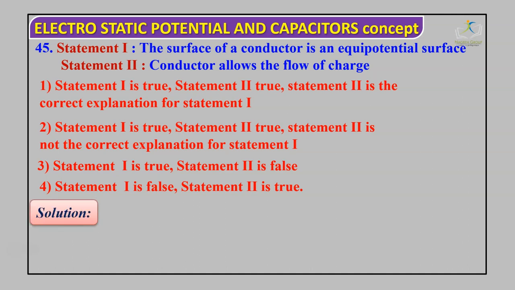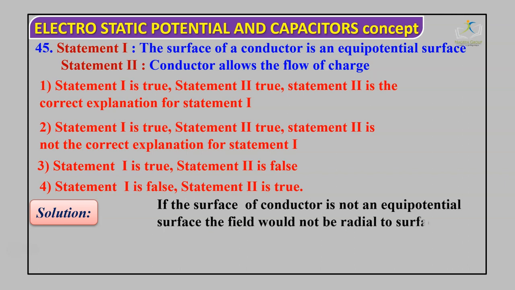Let us see the solution of this question. So, if the surface of a conductor is not an equipotential surface, the field would not be radial to the surface. The conductor has free electrons. According to this, the correct statement for this question is the first: statement first is true, statement second is true, and statement second is the correct explanation for the first one.